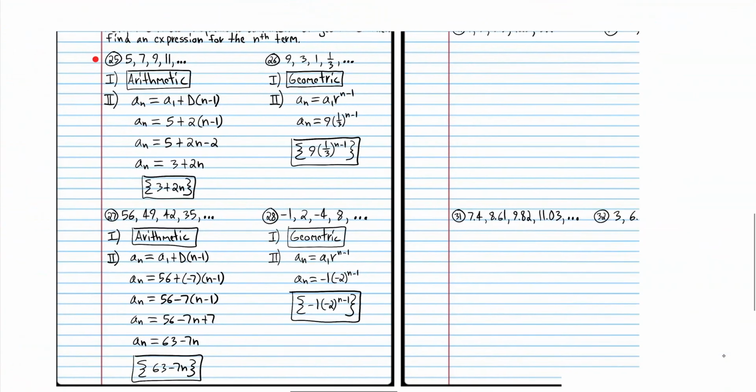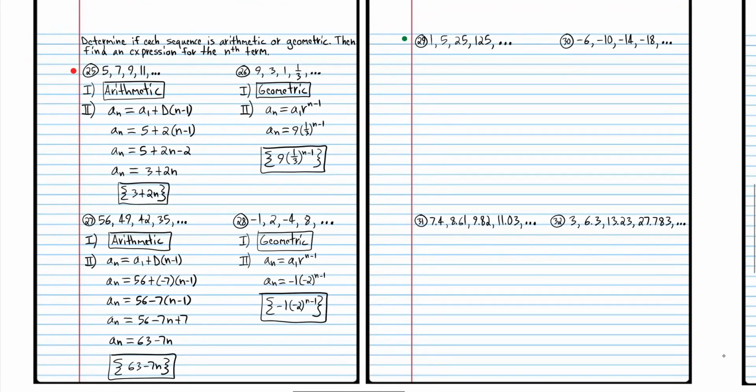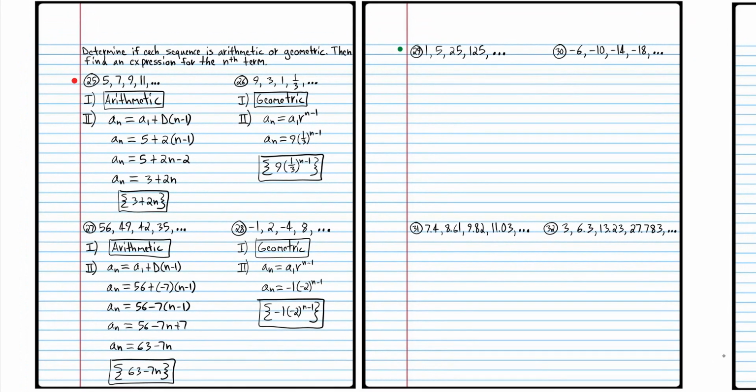So I want you to use numbers 25 through 28 to do number 29. Determine if it's an arithmetic or geometric sequence, and then use your formulas to find the nth term, which is an expression representing the sequence, an algebraic expression. So see these yellow formulas, those are geometric formulas that we use, and the arithmetic formulas are these blue formulas. So try number 29. When you come back, we'll do it together.